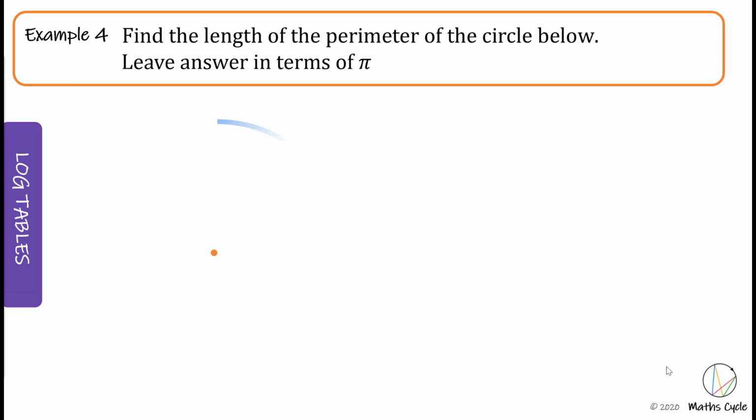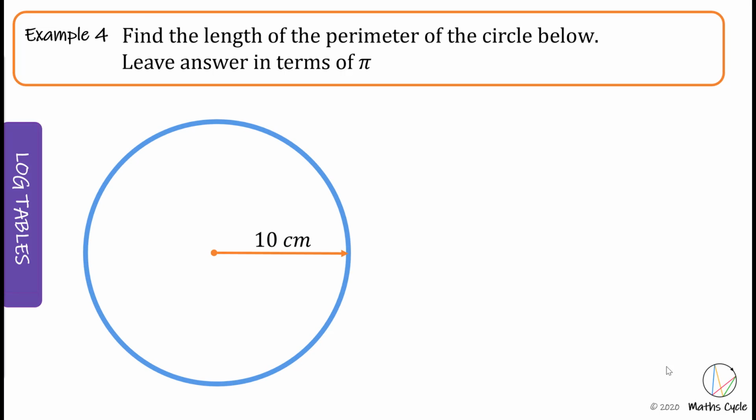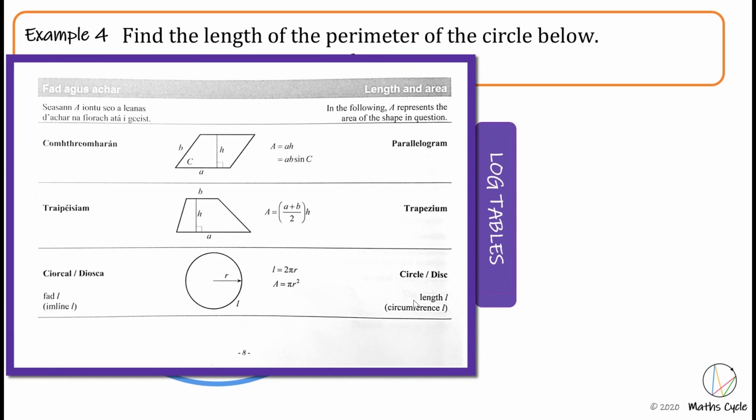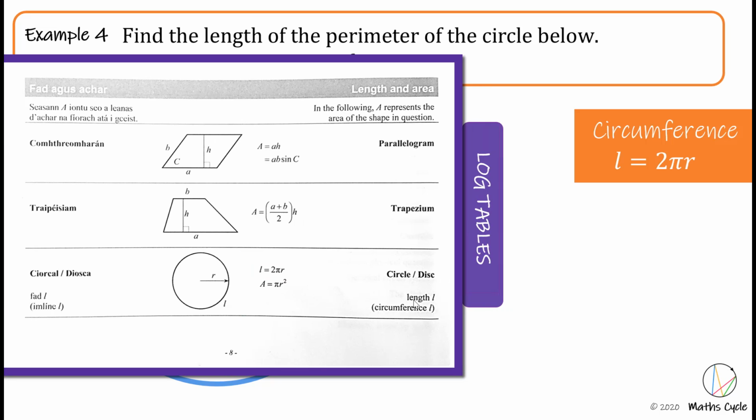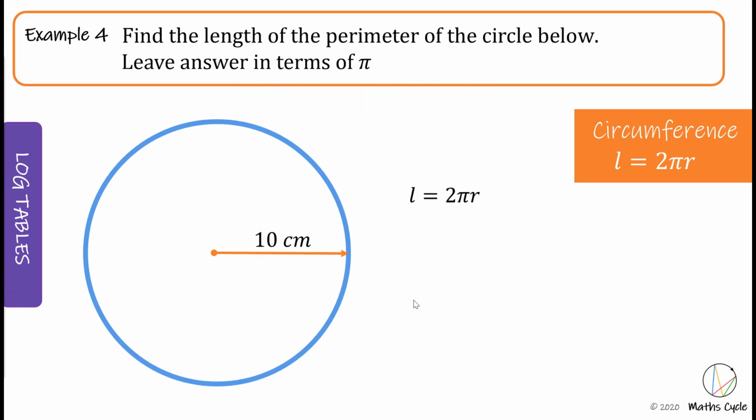Now example number 4. Find the length of the perimeter of the circle below, and this time leave the answer in terms of pi. So the question is actually asking us to just leave the pi in the answer. Don't do anything with it. Okay? So we'll get our formula from our log tables. Okay, so it's L equals 2 pi r. And then all we have to do then here is simply fill in for the radius.